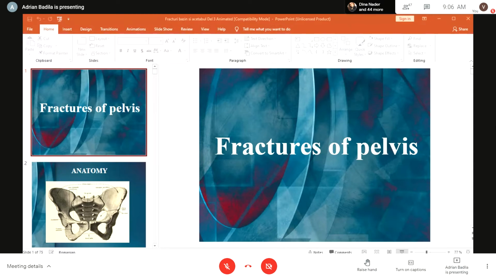Fractures of the vertebral column. Initially, the topic for today was fractures of the vertebral column, but we will present today fractures of the pelvis, and tomorrow we will present the fractures of the vertebral column.